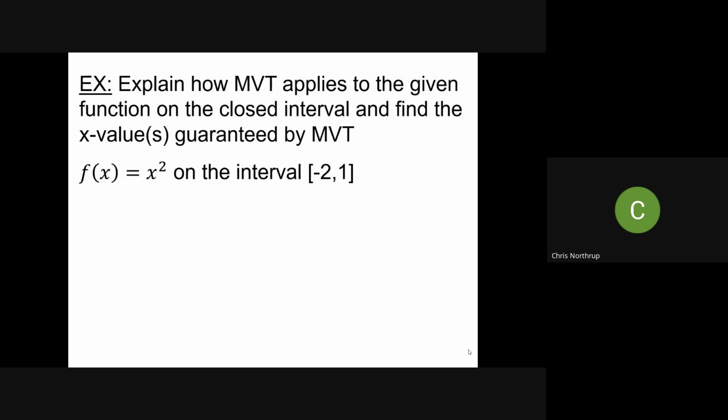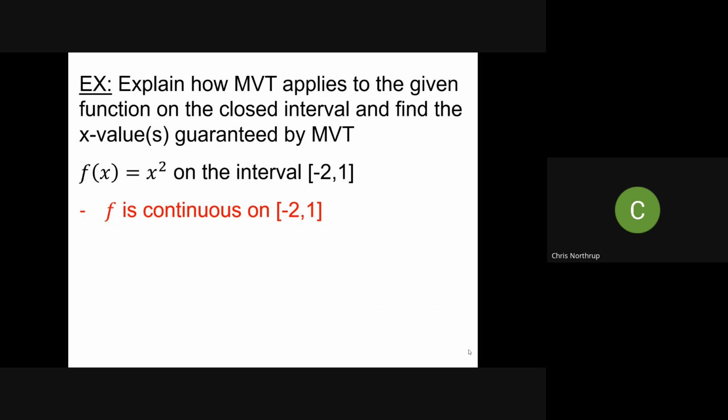So as a quick example, let's say that I have the function f of x equals x squared on the interval -2 to 1, so the closed interval, and I have to explain how MVT applies to this function on that interval, and I also need to figure out that x value that gives me a tangent line parallel to the secant line. So you can maybe take a stab at this one if you want to. If you want to pause the video and do that, I'm going to show you the solution here in 3, 2, 1.